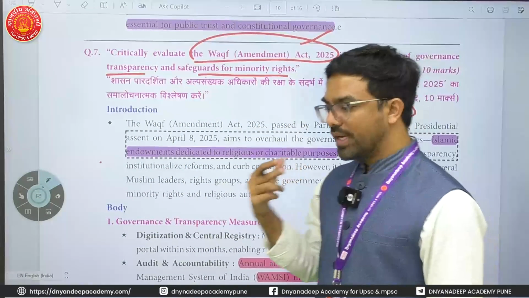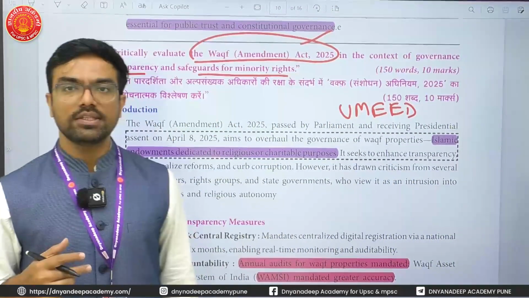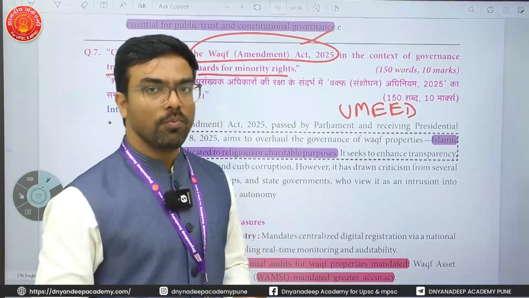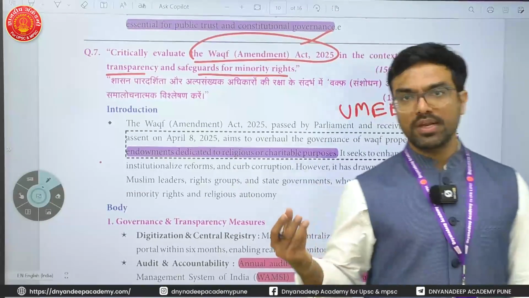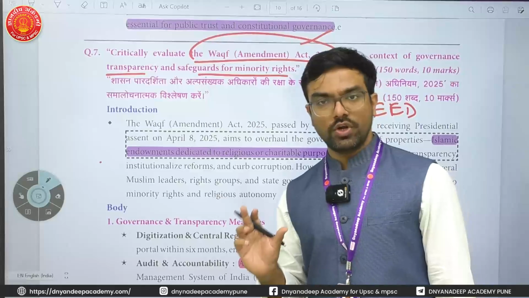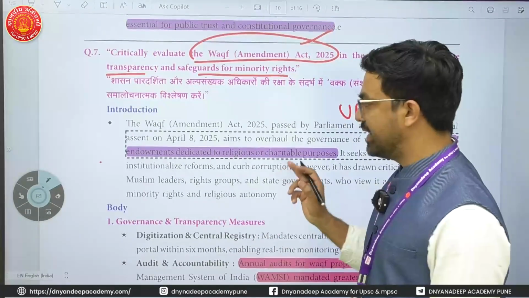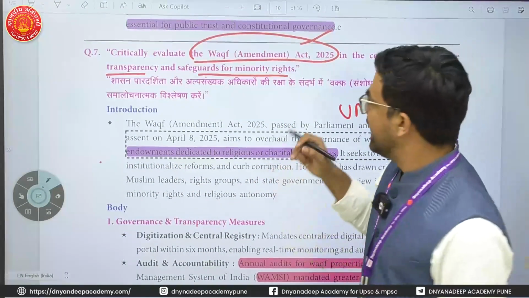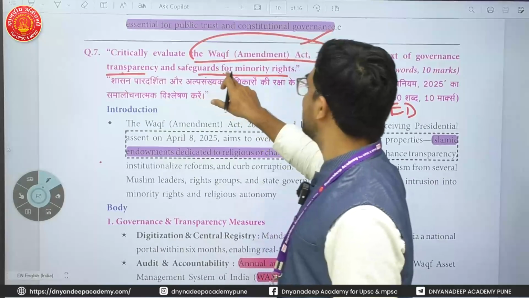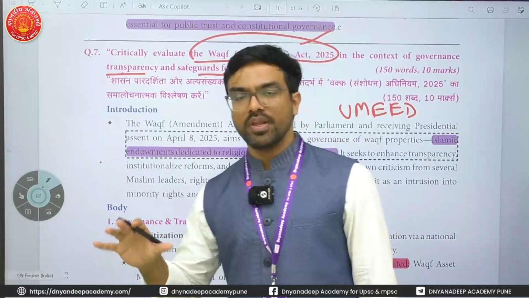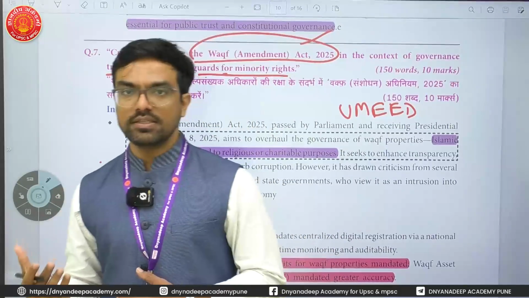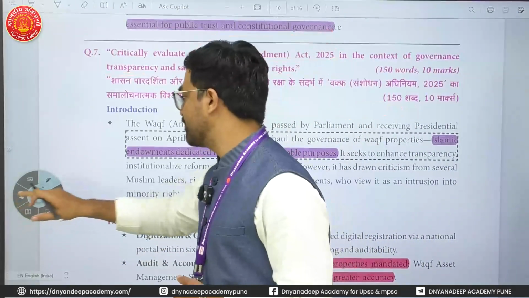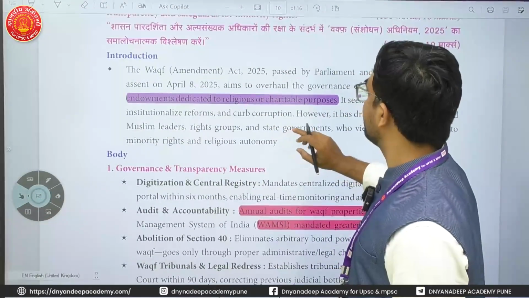Okay, so in the introduction we have to write what the government's interest was, why they have brought this act, what their purpose was, right? In the introduction we can write in short form what the purpose of the government was in bringing this act, and in the main body we have to write its role in ensuring transparency and safeguards for minority rights. It should be the main part. And second, what concerns are being raised about this act; in the main body, you have to write that.